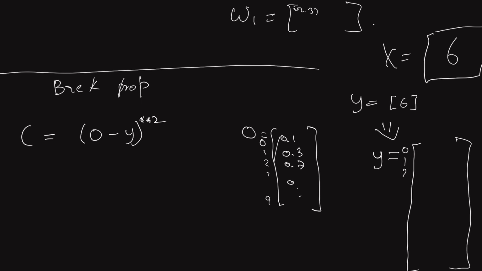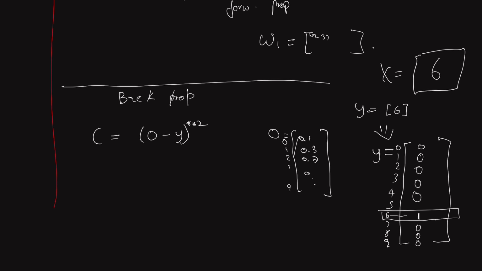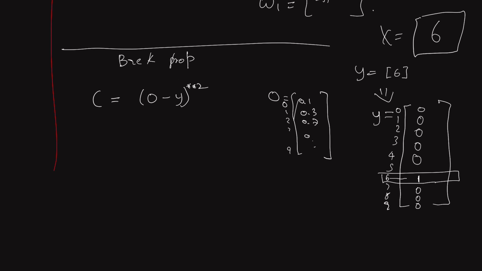It's nothing but the y will become a matrix. It'll have 0 1 2 3 4 5 6 7 8 9, like the output, and everything will be 0 except where it's 6. The 6 part will be a 1 and everything else will be a 0. So we're gonna turn our y into this. This is called one hot encoding y, and then we're gonna take the difference of o minus y, and we're gonna square it so we get a positive value. Why are we doing this, and why are we calling it a cost function or a loss function?